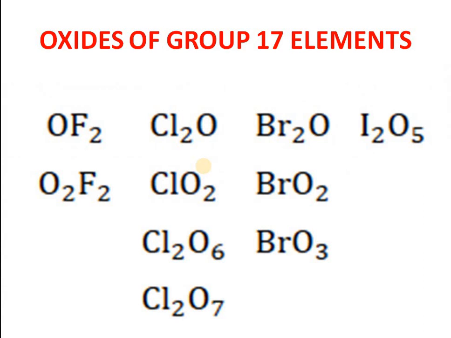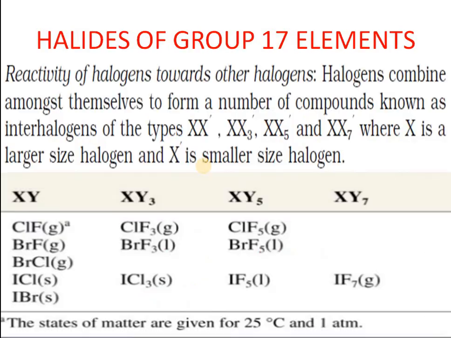So these are oxides of group 17 elements. They can ask you about the oxidation states, or they can ask you to write an example of an oxygen compound with a halogen which shows a specific oxidation state.